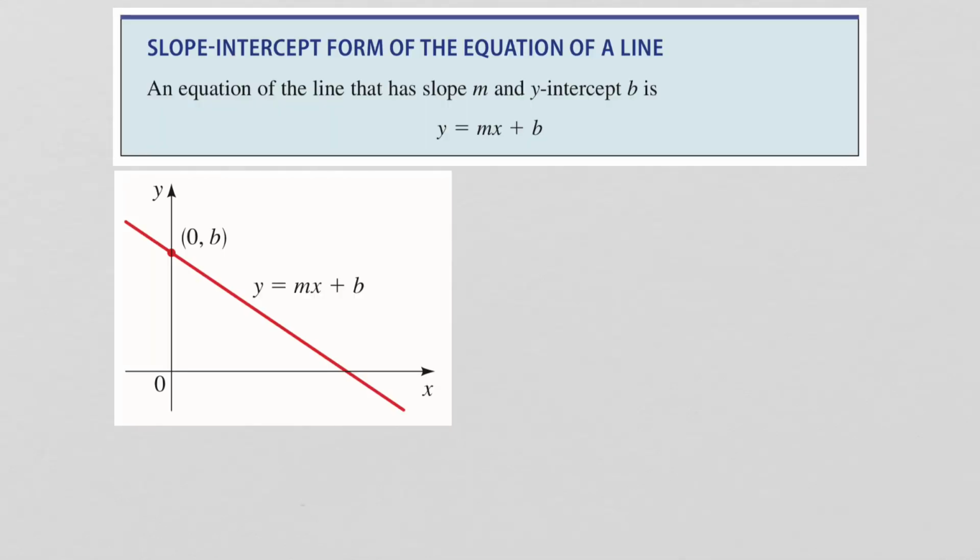Another important form for an equation of a line is the slope-intercept form of the equation. So first, let's just consider a graph. If I have a line that hits the y-axis at the point 0, b, so b is the y-intercept, and suppose that line has some slope m, it turns out that the equation of that line is y equals mx plus b. So anytime you have an equation of a line in this format, you can easily determine the slope of that line, and you can easily determine the y-intercept for that line.